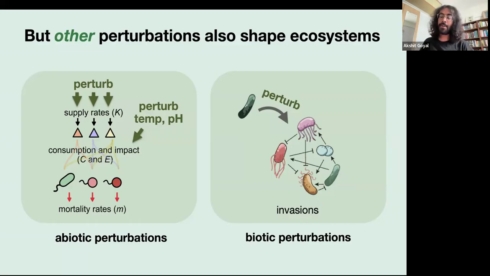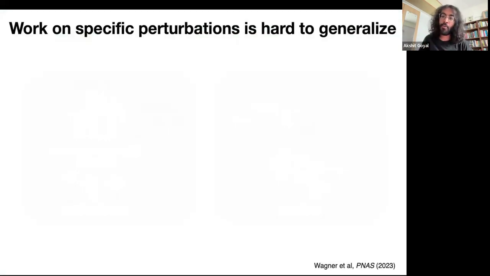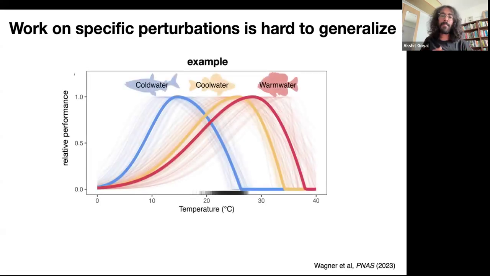So there's this broad class of perturbations that shape ecosystems, but we don't have a general framework for dealing with them. I would say that we have lots of work on dealing with specific perturbations that's been a little bit hard to generalize. So just to give you an example of this, many people, including I'm assuming people here, have worked on responses of ecosystems or species to changes in temperature. Right? And the hallmark way to think about this is in terms of these things that are called temperature performance curves. Right? This is just an example of this. And the idea is that the relative performance of some species, for instance, the growth rate or something like that, changes as a function of temperature, right?